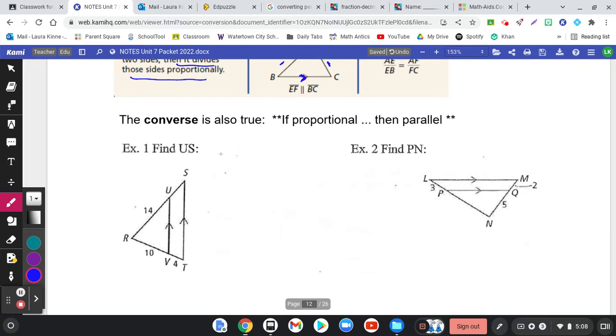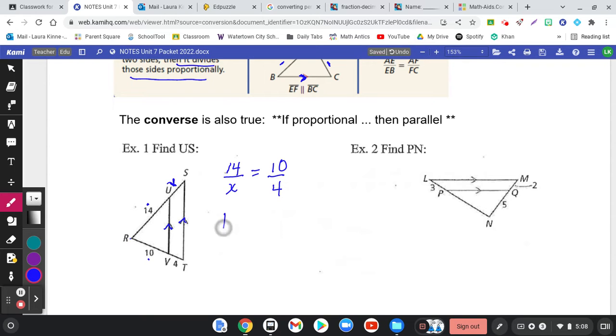It wants us to find US. Since these are parallel, the small side over X is equal to the small side, well, I guess it wouldn't be the small side, over 4. So basically, this angle to here over the rest of the section is the same as that same angle to here over the rest of that section.